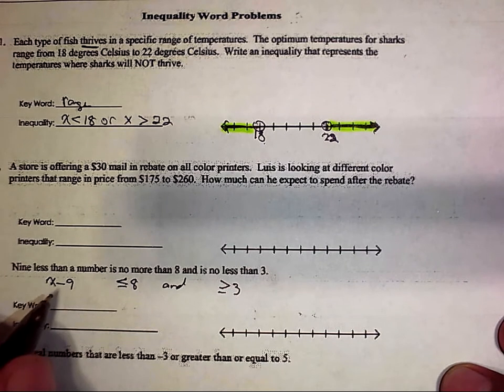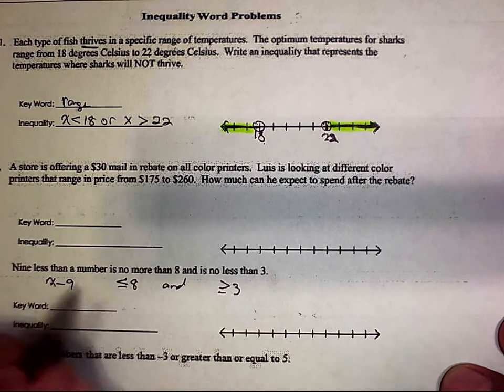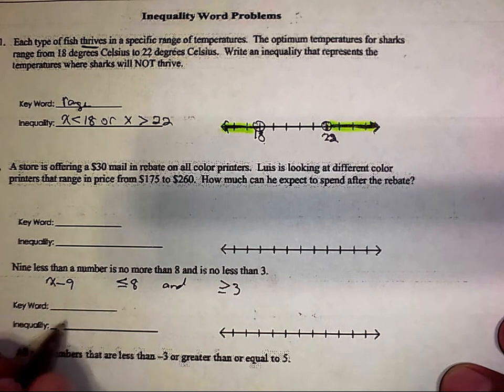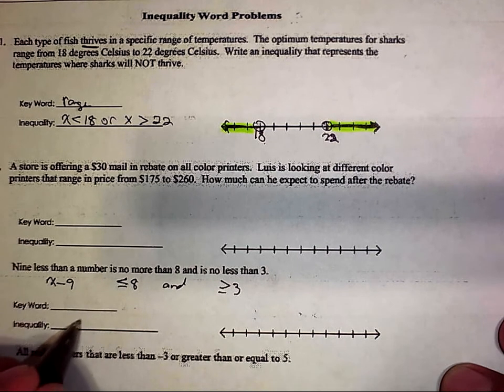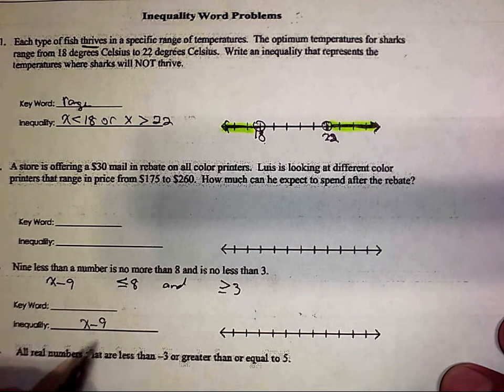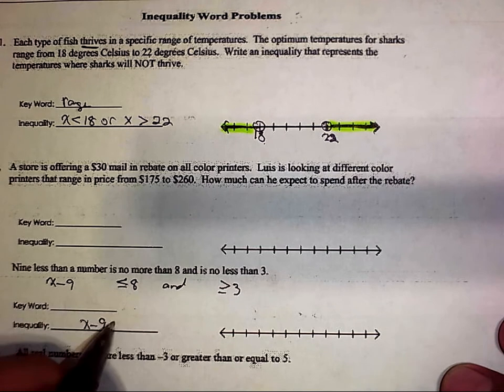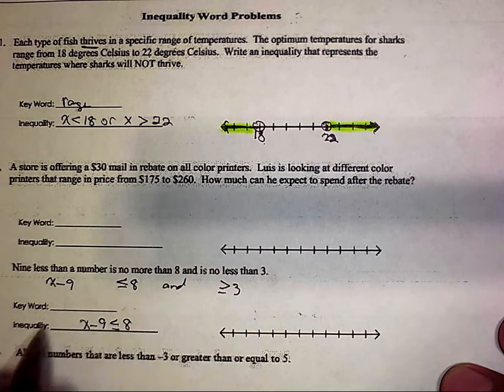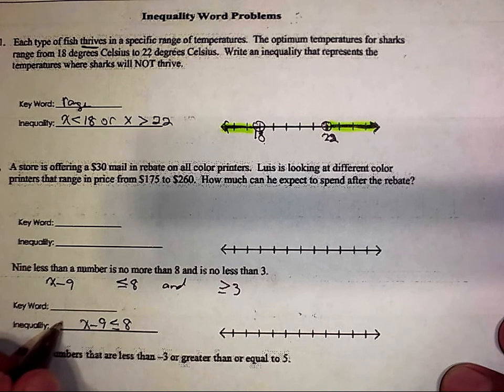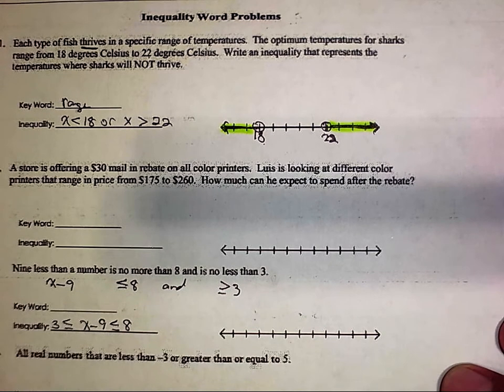So what's some of the key words here? Well, it's given us right here. No more than, no less than. The inequality, guys, would look like this. You put x minus 9 in the middle, and it has to be less than or equal to 8. And, since it's an and, that's why it's going to look like this. And, greater than or equal to 3.